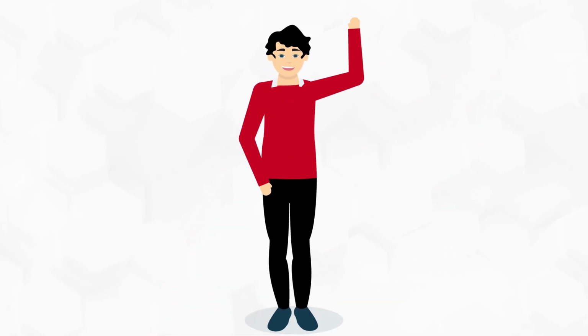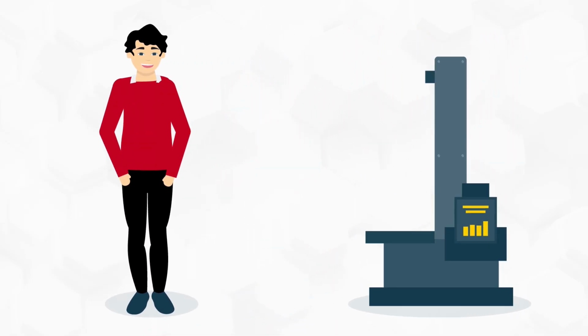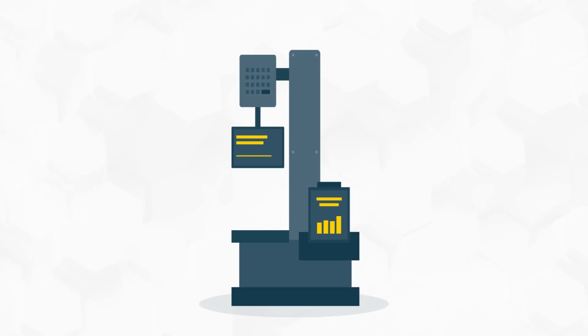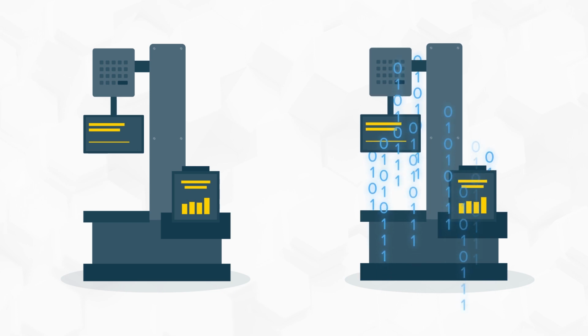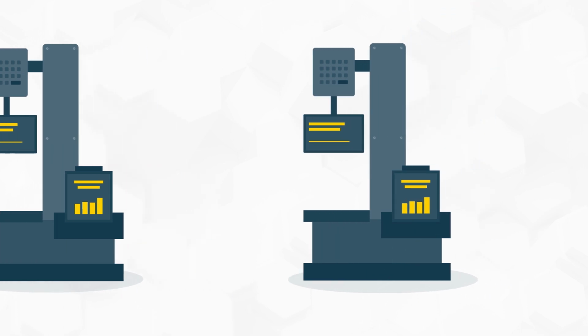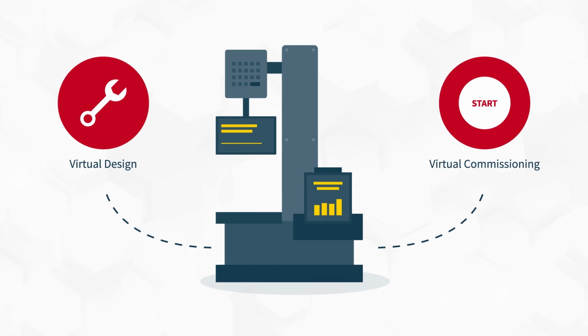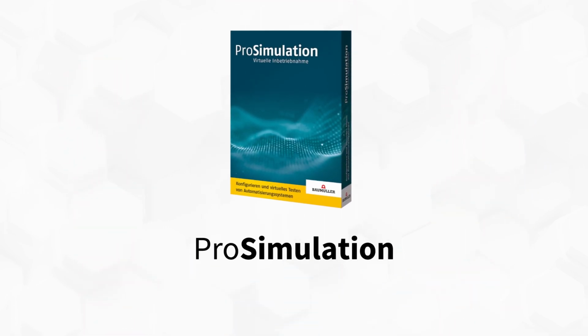This is Mr. Koenig. His passion: highly productive and precise machines. This is the machine, and that's its digital twin. Because from now on, Mr. Koenig is going to focus on virtual design and commissioning with the new ProSimulation software by Baumuller.